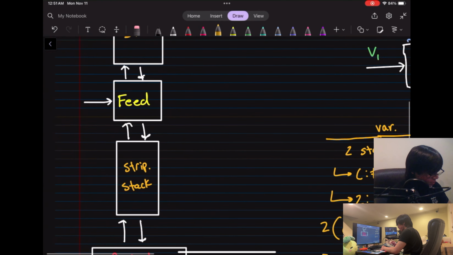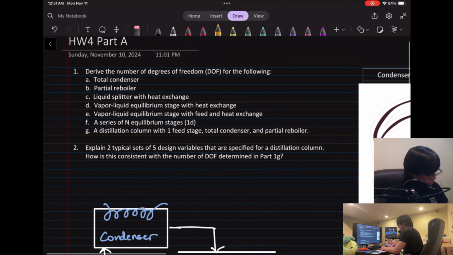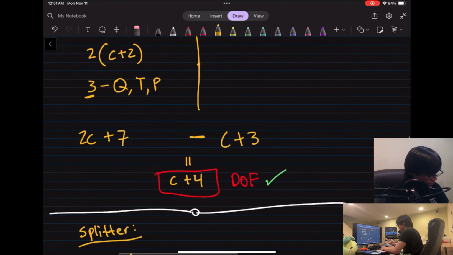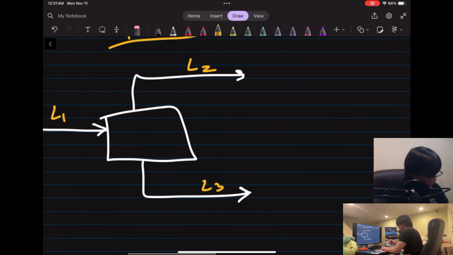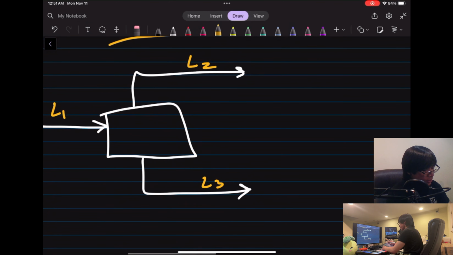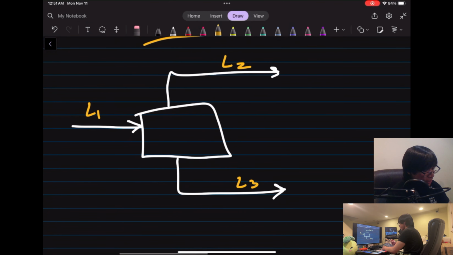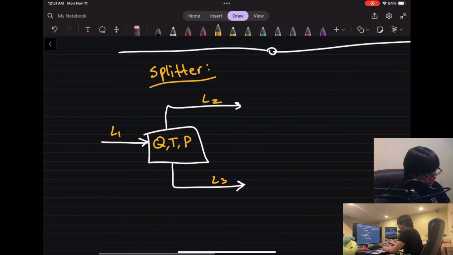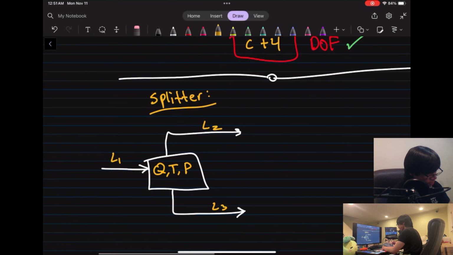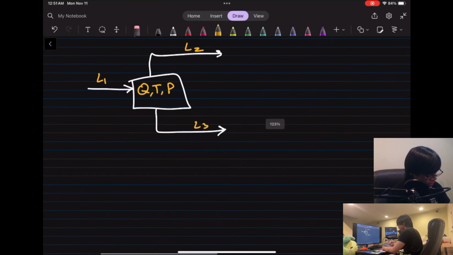Again, I believe the problem says it's a liquid splitter with heat exchange, so there is a Q associated with this. I think most of the parts of the distillation column also have a heating element or a heat exchange associated with it. So again, we'll have some heat, temperature, and a pressure of our system. I think that's all that's necessary to draw. So yeah, go ahead and do this again.